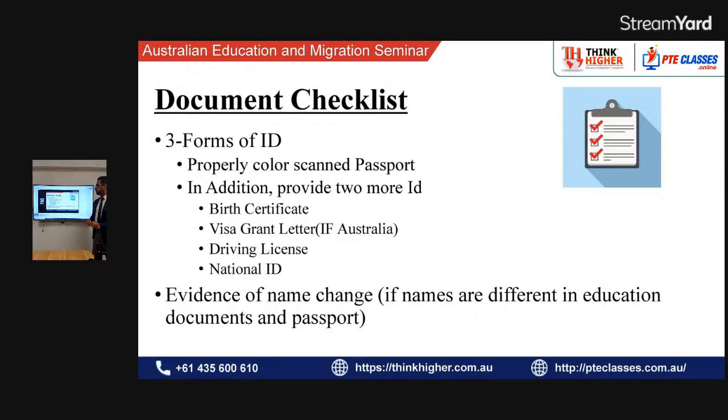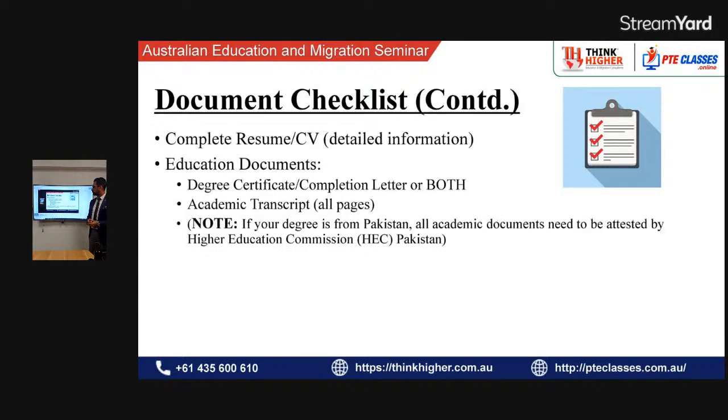Now, for the checklist, ACS has changed their structure. So they require 3 forms of ID first. The first needs to be obviously a passport, then any additional documents, say a birth certificate or visa grant letter, driving license or national ID. And the third, if you have any evidence of name change, like a marriage certificate or something, you need to put that in. Okay. Let's go to the next slide.